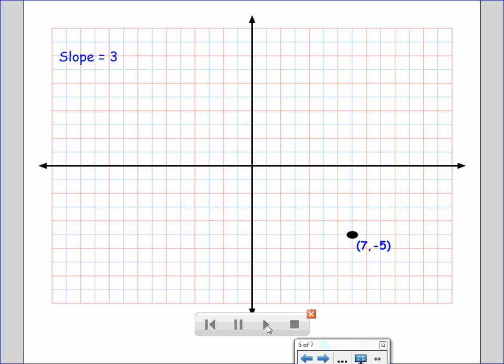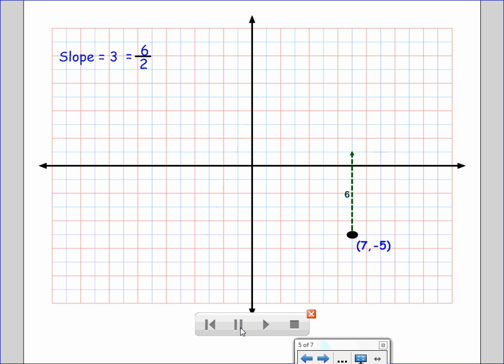What is a fraction that represents 3? Remember that we want to do rise over run. The easiest fraction for 3 is 3 over 1. However, I would like some separation between my points, so I'm going to use 6 over 2. Does 6 over 2 equal 3? Well, 6 divided by 2 is 3, so yes, it does.